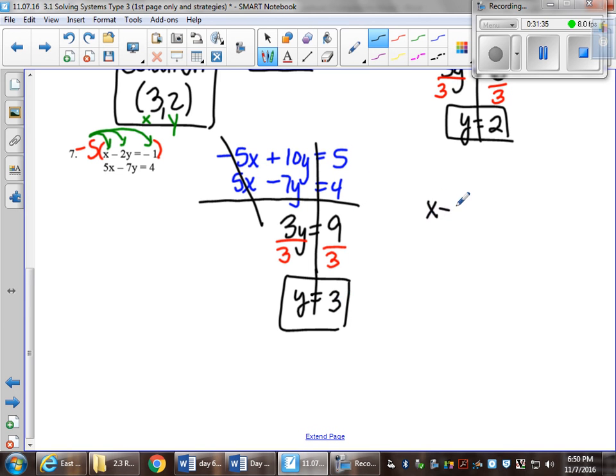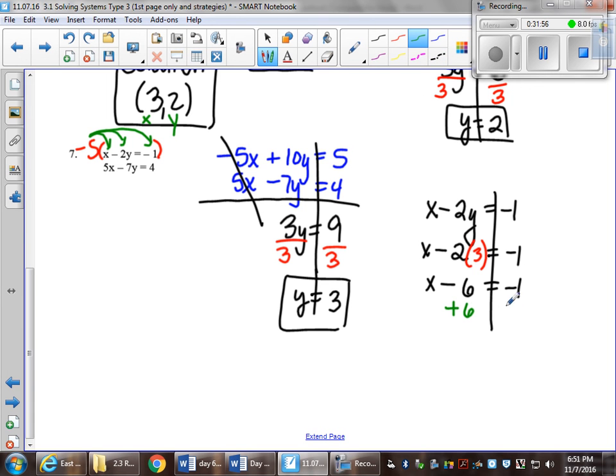I'm going to choose the second equation. So x minus 2y equals negative 1. Where I see y, I will be plugging in 3 in parentheses. So I have x minus 6 equals negative 1. Last step would be to add 6 to both sides. I get x equals 5.